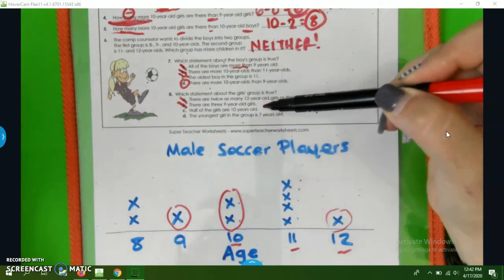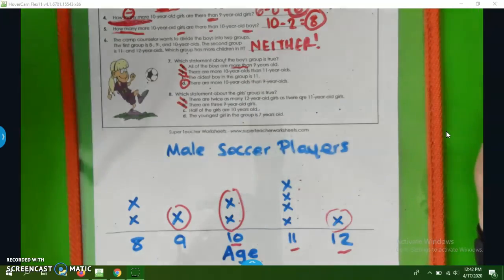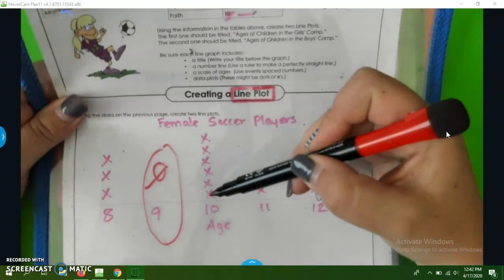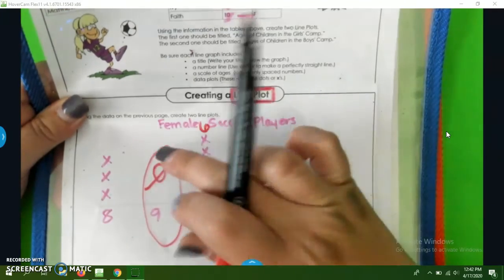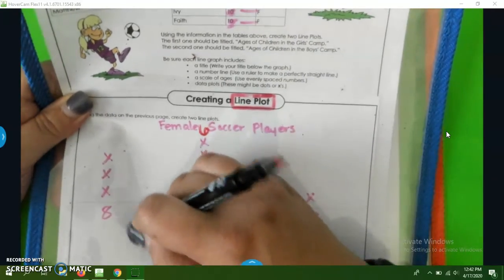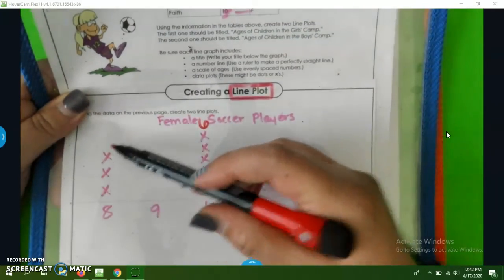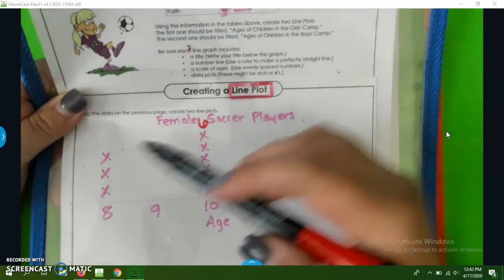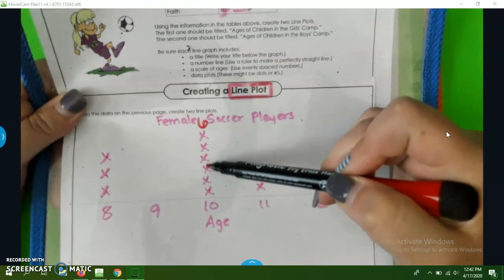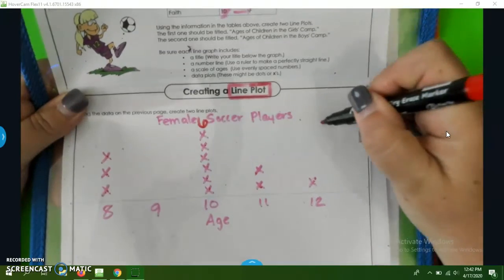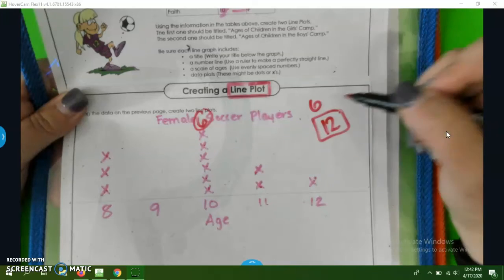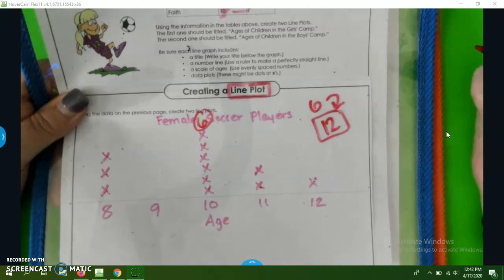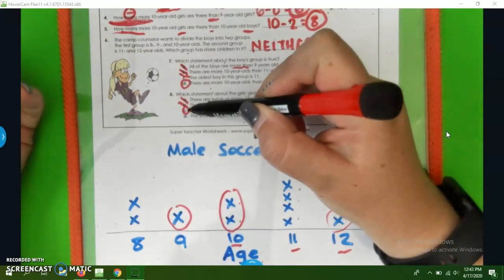Half of the girls are 10 years old. So we're going to have to really be doing some thinking here. Let's see how many girls are 10. There are 1, 2, 3, 4, 5, 6 girls that are 10 years old. And we need to see if there's also 6 other girls. 1, 2, 3, 4, 5, 6. So that means that there are a total of 1, 2, 3, 4, 5, 6, 7, 8, 9, 10, 11, 12 girls. There's a total of 12 players, and 6 of them are 10. So is 6 half of 12? Yes, 6 and 6 make 12, so 6 is half of 12. So that is our true statement.